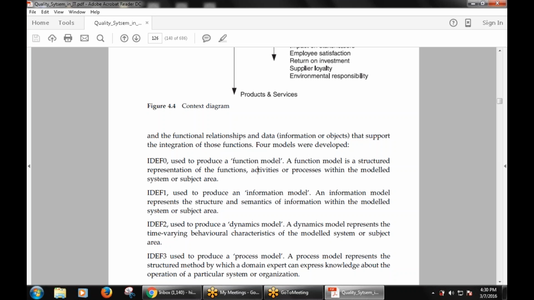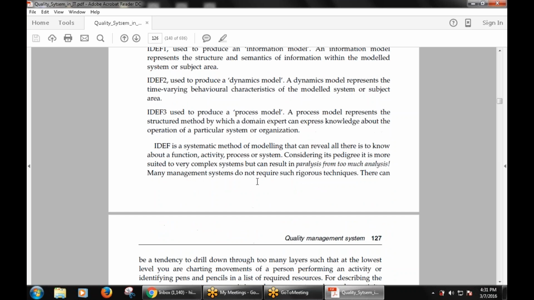Next is the dynamic model, which represents time-varying behavior characteristics. That is IDEF2. Then IDEF3 is used to produce a process model. So there is a function model, an information model, a dynamic model, and a process model. These are the four models available, that is, IDEF0 for the function model, IDEF1 for the information model, then the dynamic model and the process model.